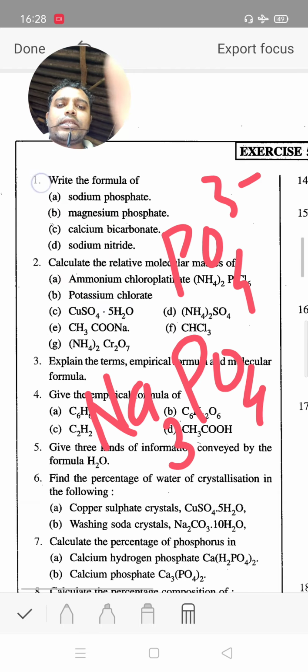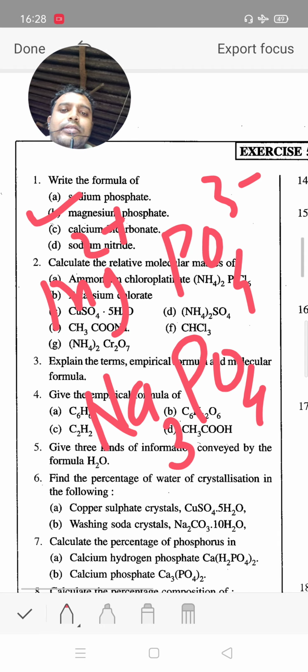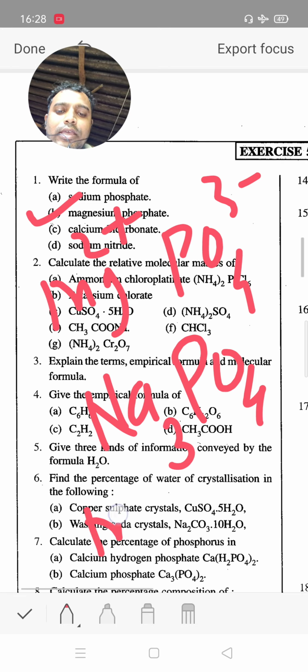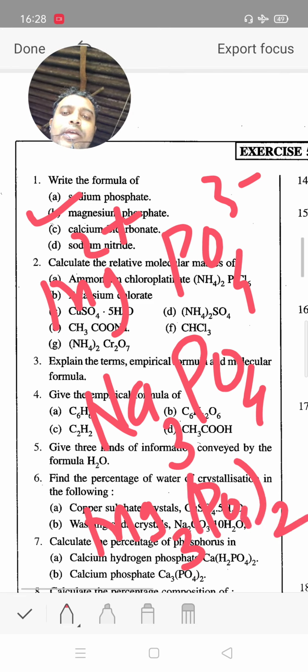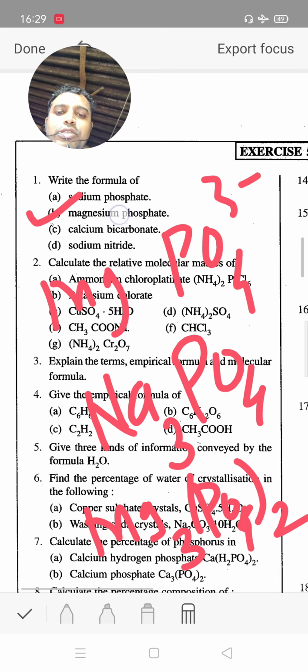Now students, magnesium phosphate. Mg plus 2 is balanced with PO4 minus 3. Mg is taken 3 times and PO4 2 times, then it is balanced. 2 threes are 6 and 3 twos are 6. Magnesium phosphate is Mg3(PO4)2. It is the formula of magnesium phosphate.